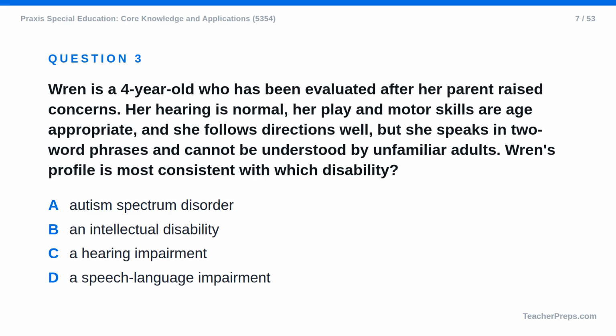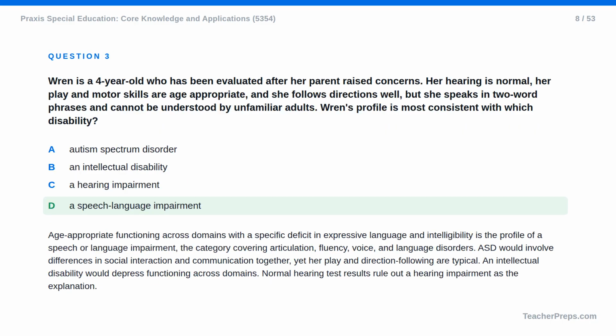Question 3. Ren is a 4-year-old who has been evaluated after her parent raised concerns. Her hearing is normal, her play and motor skills are age-appropriate, and she follows directions well, but she speaks in 2-word phrases and cannot be understood by unfamiliar adults. Ren's profile is most consistent with which disability? Pause the video and select the best answer. The correct answer is D, a speech-language impairment.